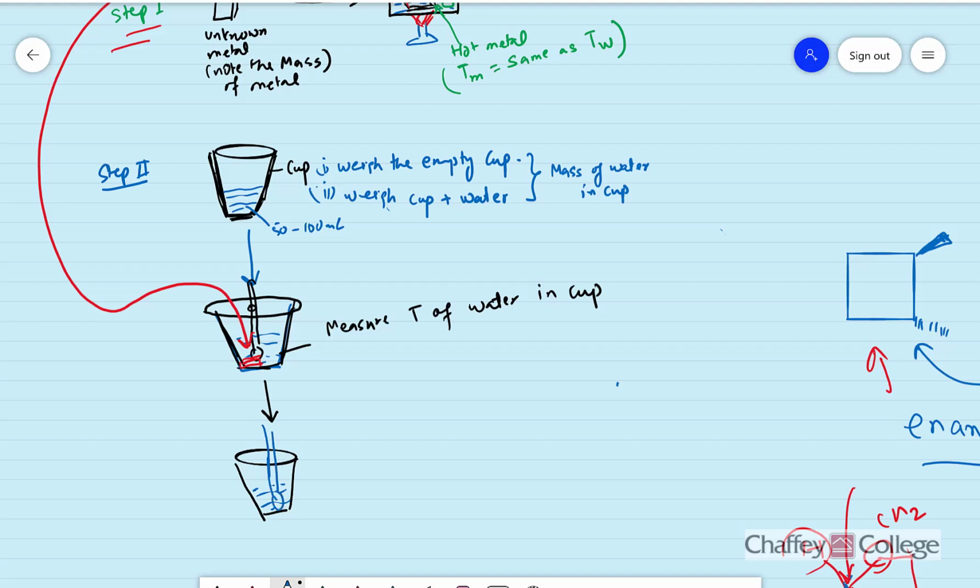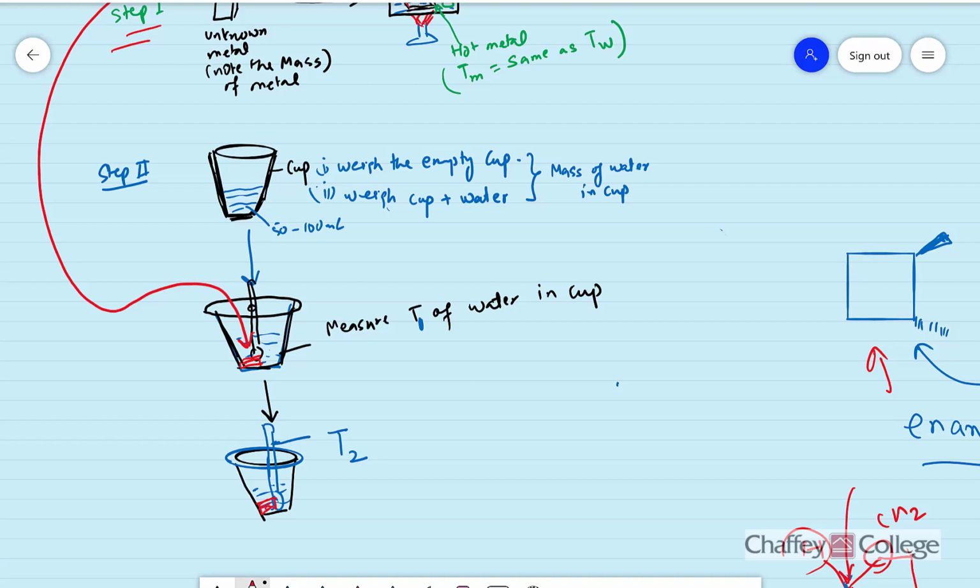We will monitor the temperature, and once it goes all the way up and stops moving any further, we will note down the temperature. This temperature is called T2, and the first one is called T1. So T1 is the low temperature and T2 is the high temperature.